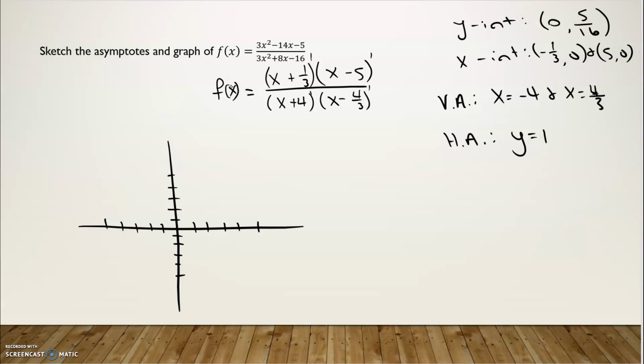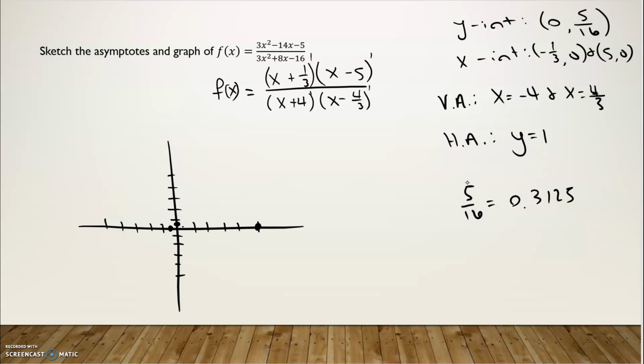Okay, I'm going to plot 5 over 16. I'm going to grab my calculator and see what that's close to. So for 5 over 16, I get 0.3125. So I'm going to go halfway and then just a little bit lower. So we'll say about there for our y-intercept. Okay, so there's our y-intercept, and then our x-intercepts we have negative 1/3, so about there. And we also have 5, so here as well.